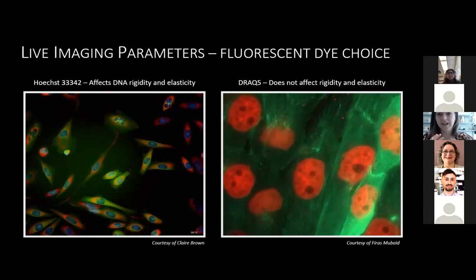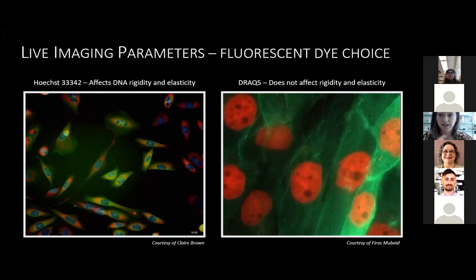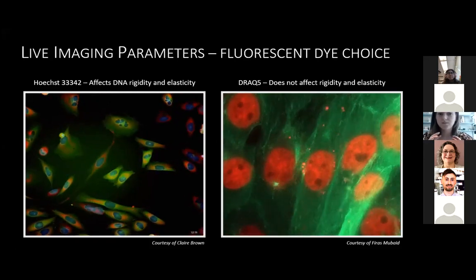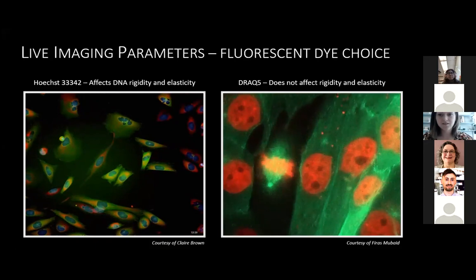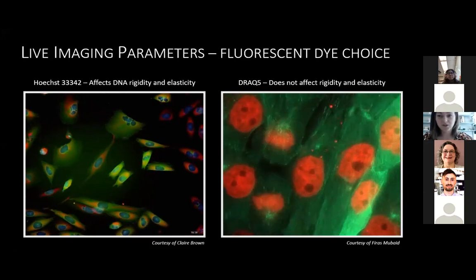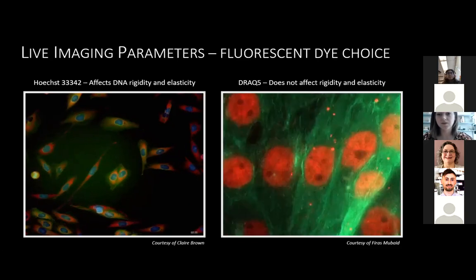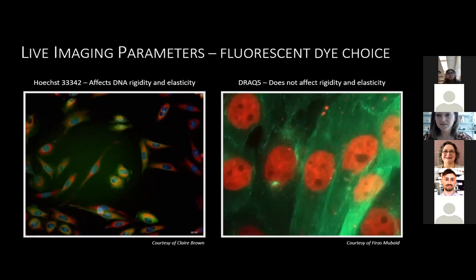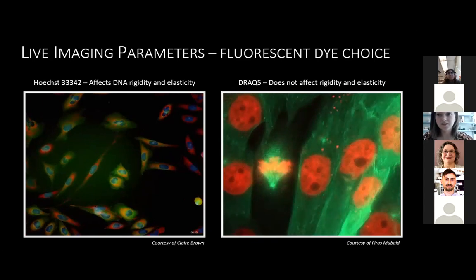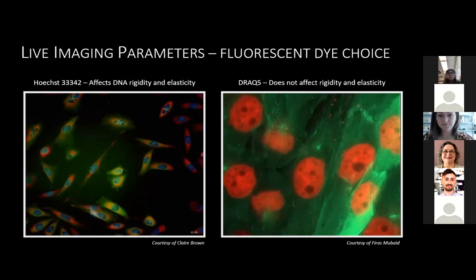Both of them bind the AT-rich regions of the DNA in the minor groove. So they can affect how the cell works, but if you have to use a nuclear dye in your live experiments, it's best to choose one that's going to be the most gentle on your cells, because you don't want to manipulate the behavior of your cells.